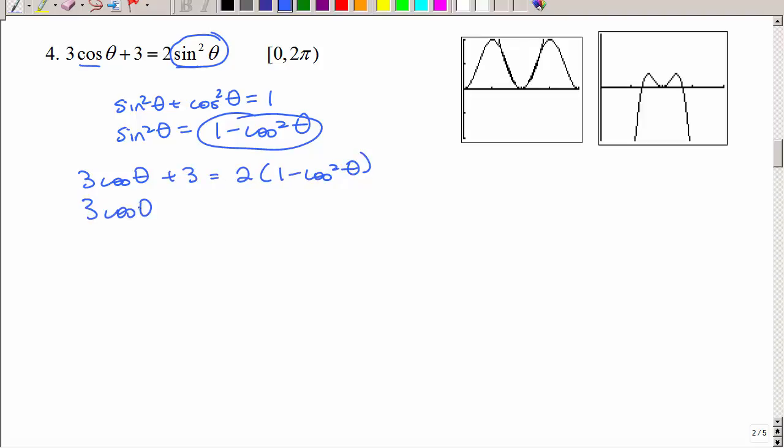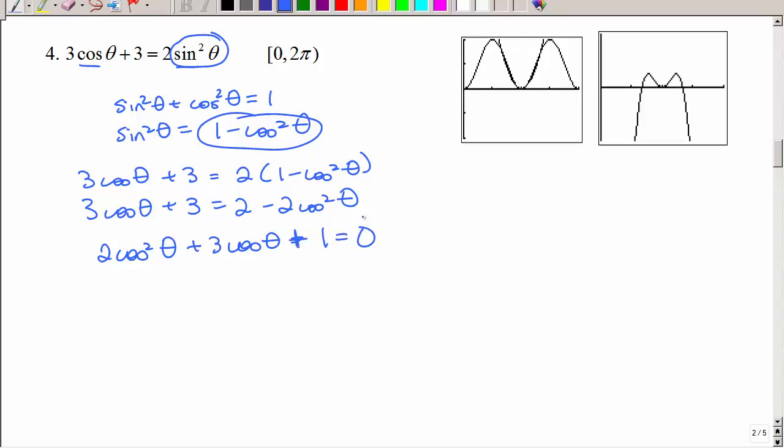I'm going to go ahead and distribute that 2. And at this point I'm seeing a quadratic because I see cosine squared. I like my squared terms to be positive, so I'm going to take this to the left. And of course that makes it positive. I'm going to subtract 2. I'm going to get plus 1. Definitely quadratic.